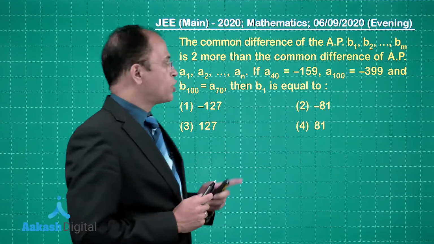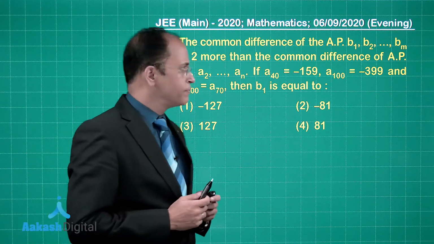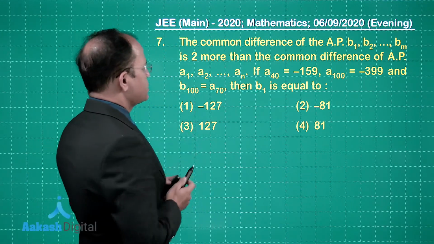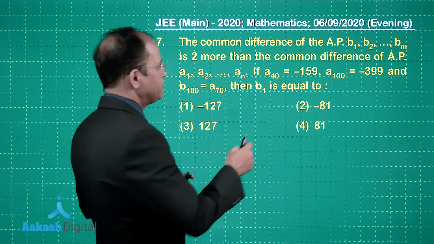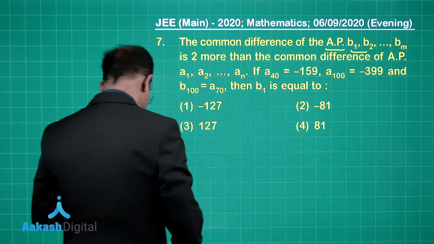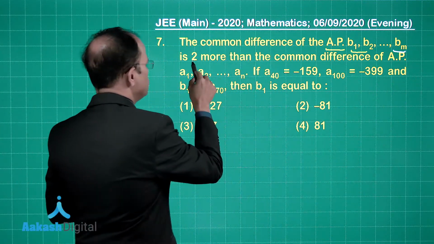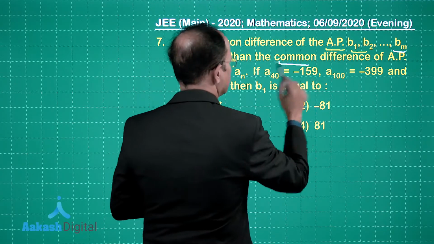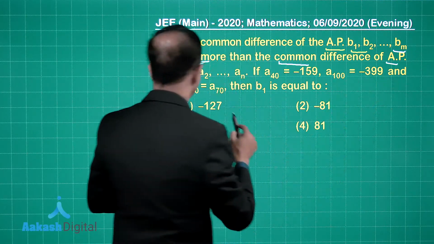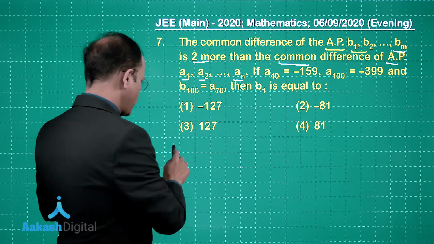Now friends, let's talk about question number 7. This is a problem based on arithmetic progression. So the question states that the common difference of the AP B1, B2 up to BM is 2 more than the common difference of the AP A1, A2 up to AN. So what we have?